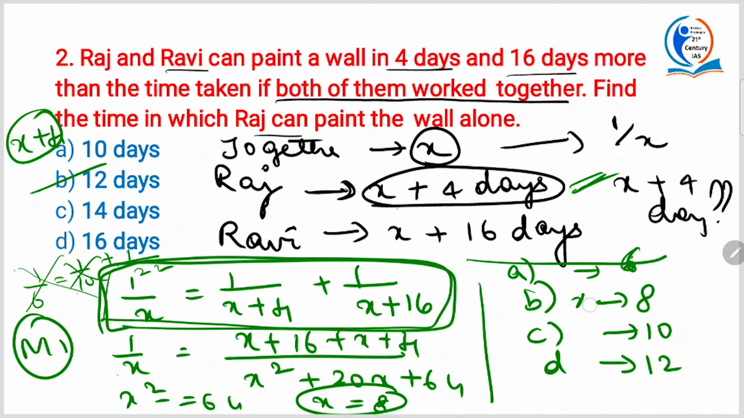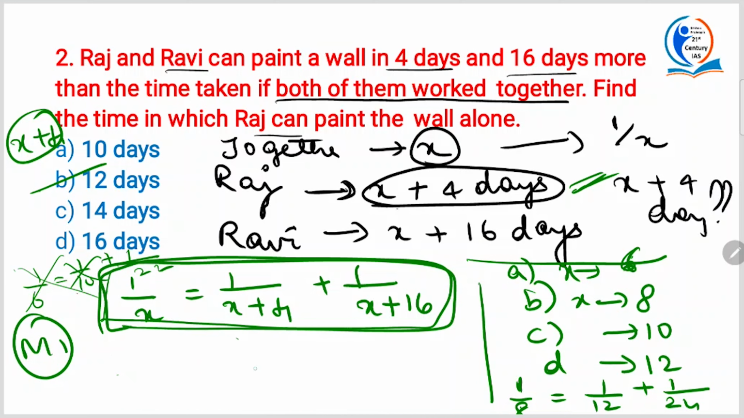If you take x equal to 8, then what will the equation become? It will become 1 by 8 is equal to 1 by 12 plus 1 by 24. Alright, is 1 by 12 plus 1 by 24 equal to 1 by 8? Let's check. What is the LCM of 12 and 24? It's 24, right? So here 2 plus 1, it's 3 by 24, it's 1 by 8, which means option B is correct.